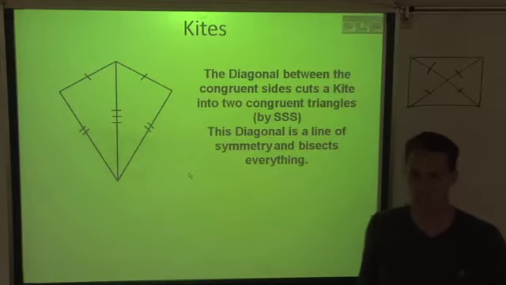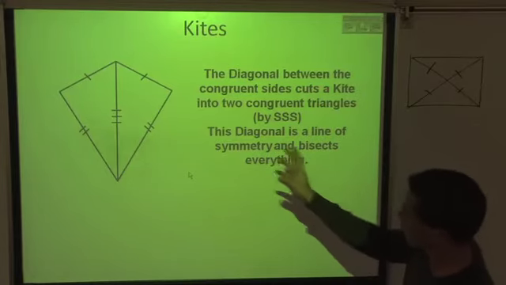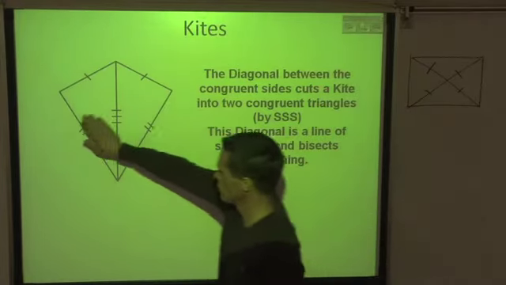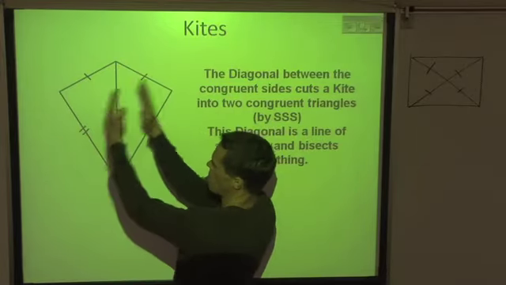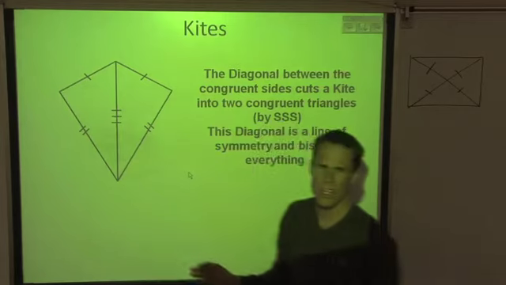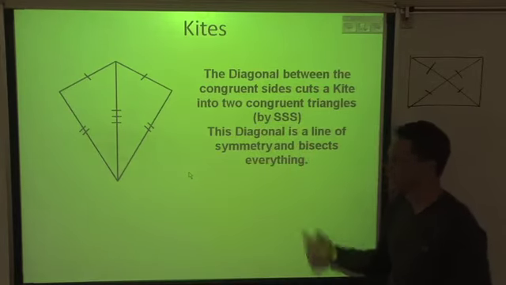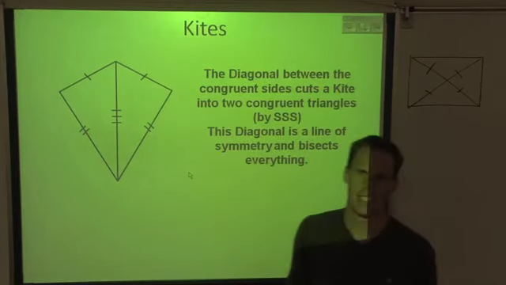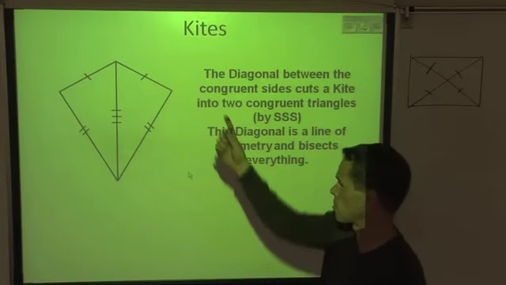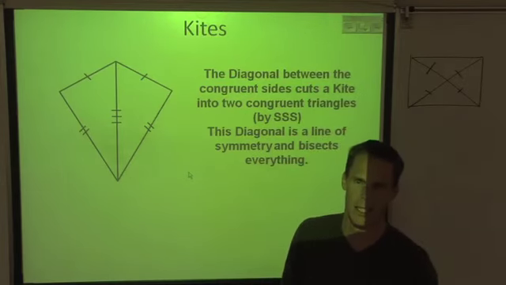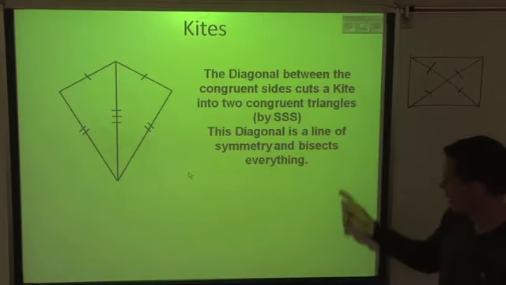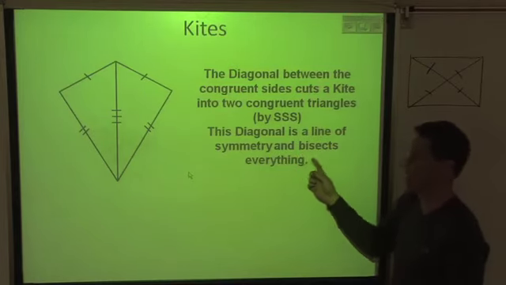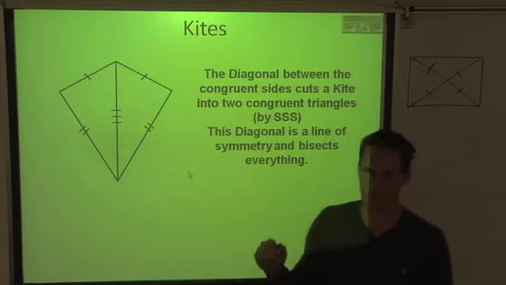And that diagonal, if you mark it congruent to itself, clearly makes 2 congruent triangles. So this is kind of like a line that we can fold the shape on. And that's called a line of symmetry. So my first property for kites is that the diagonal that splits the congruent sides is a line of symmetry. And to me, it means it bisects everything it touches.